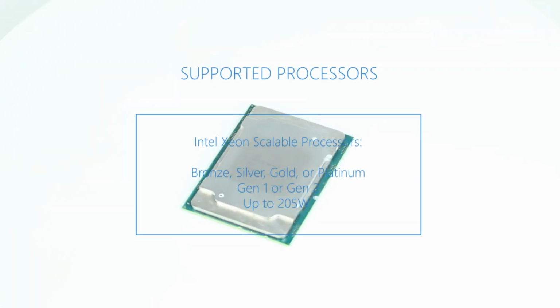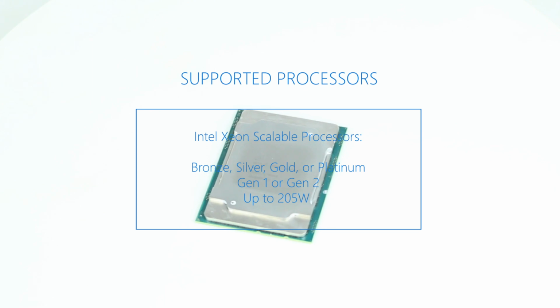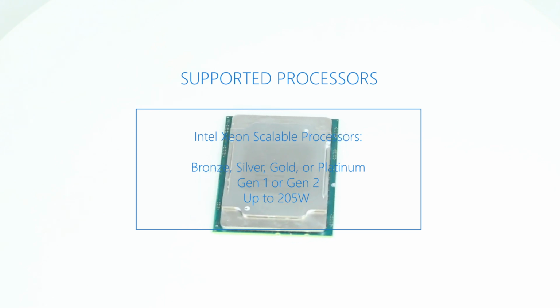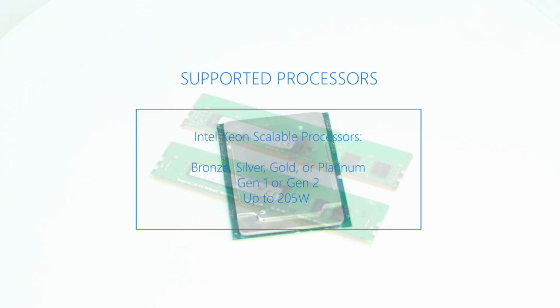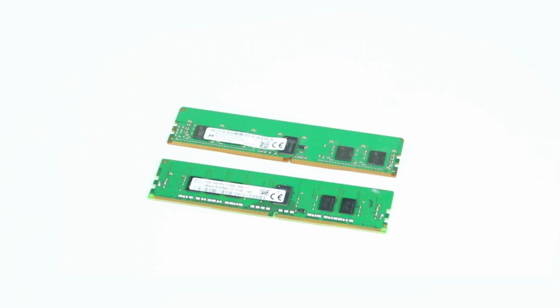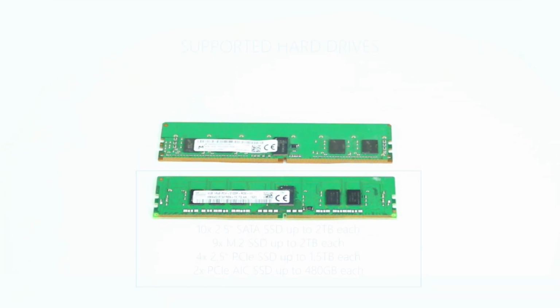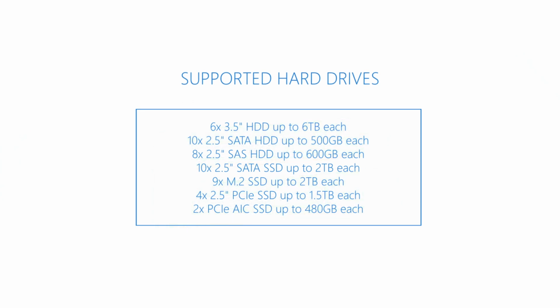The ThinkStation P920 supports up to two 205-watt Gen 1 or Gen 2 Intel Xeon Scalable Bronze, Silver, Gold, or Platinum processors, and up to 2 terabytes of RAM. The system can also support up to 60 terabytes of total storage across 20 drives, using a wide variety of configurations.